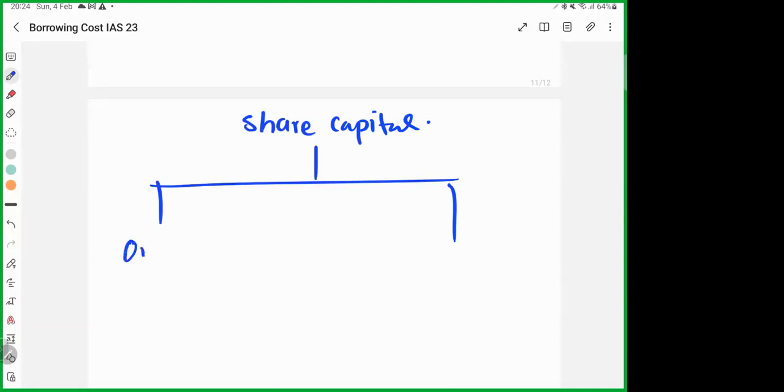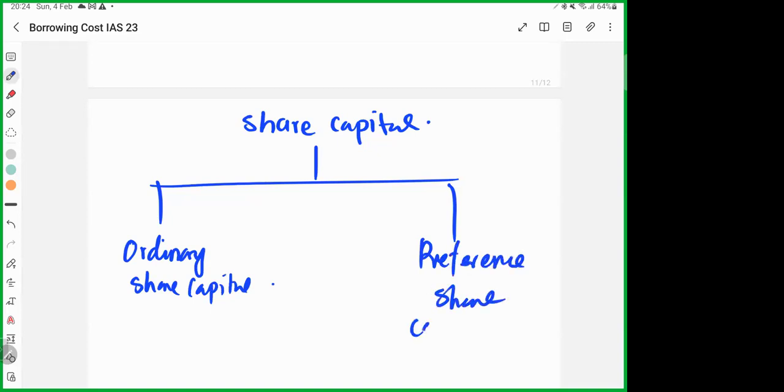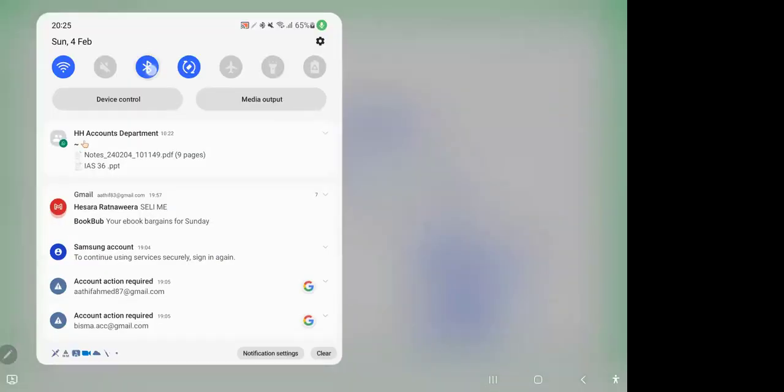is divided into two: ordinary share capital and preference share capital. Have you come across this or not? No. So please know that share capital can be divided into two: ordinary share capital and preference share capital. Fine. Now, what is actually the ordinary share capital?